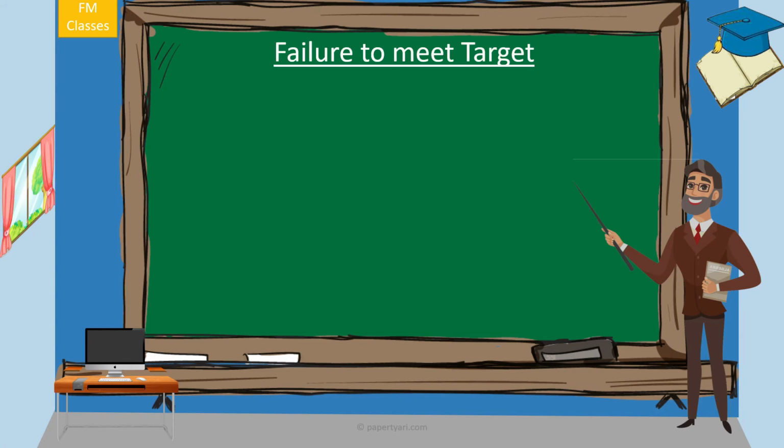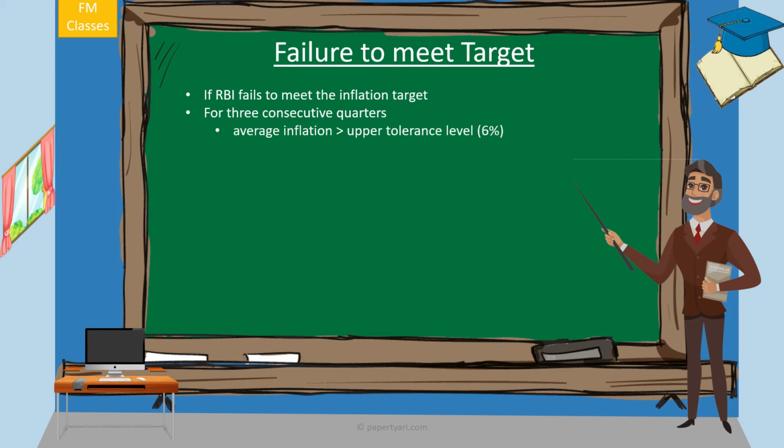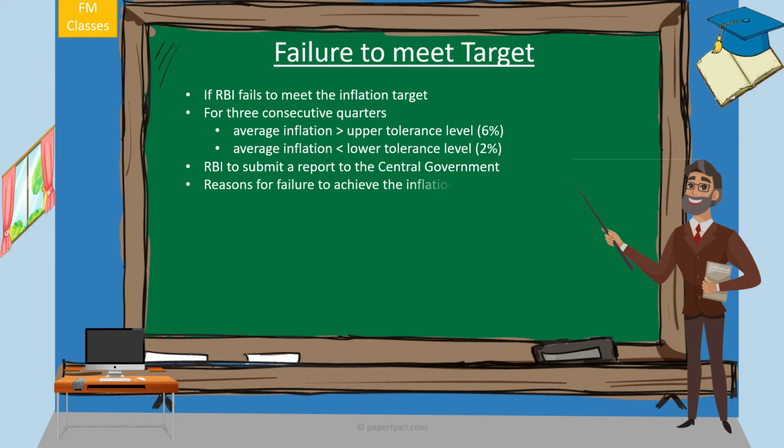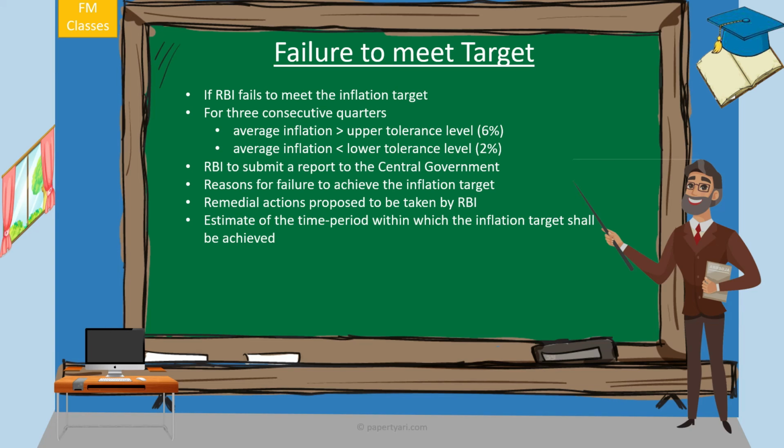So moving on, what if RBI is not able to meet its CPI target? It is also specified in the RBI Act. What it says is that if RBI fails to meet the inflation target for 3 consecutive quarters, and that failure means its average inflation for 3 consecutive quarters is greater than the upper tolerance level, that is 6%, or average inflation for the last 3 quarters is less than the lower tolerance level, that is 2%, in that case, RBI has to submit a report to the central government which states the reason for failure to achieve the inflation target and remedial actions proposed to be taken by RBI. It also gives an estimate of the time period within which the inflation target will be achieved.